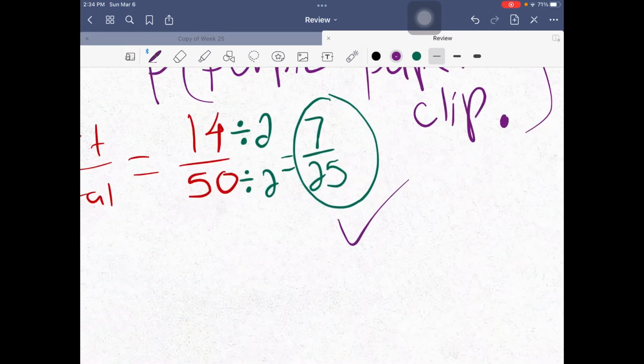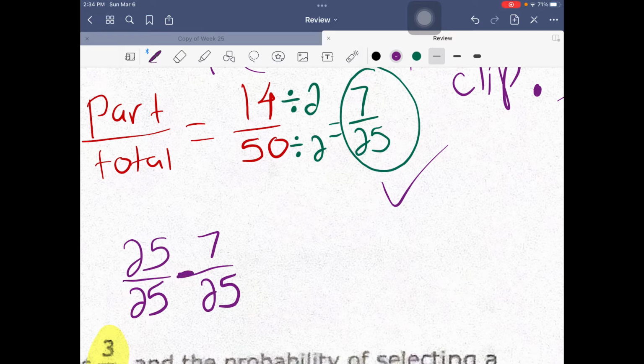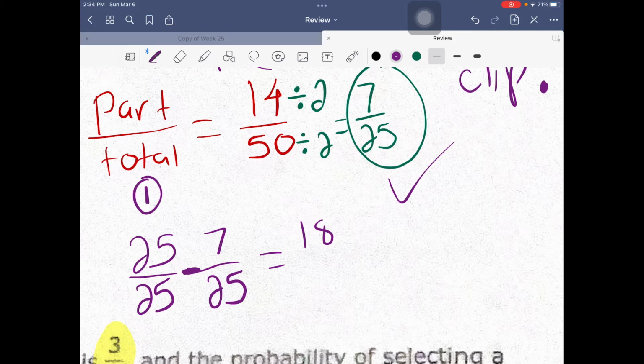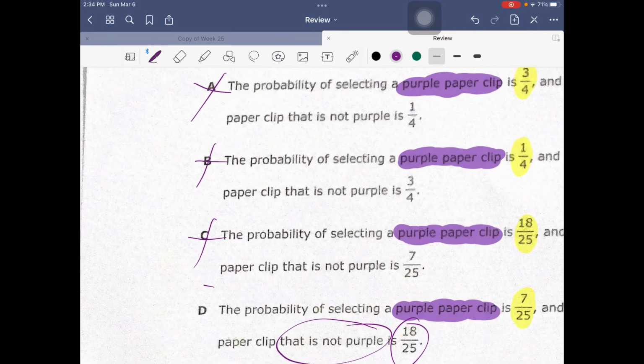What do you think about that? Well, if 7 over 25 is the probability that we selected, what do you think would be my not probability? Well, then let's go ahead and subtract it from the whole. This represents 1. What's 25 minus 7? 18 over 25. This is not purple. Probability of selecting not purple. That is true, and this is your answer.